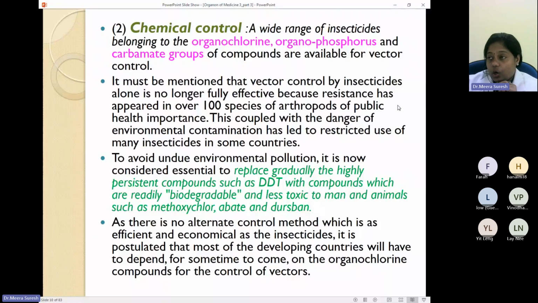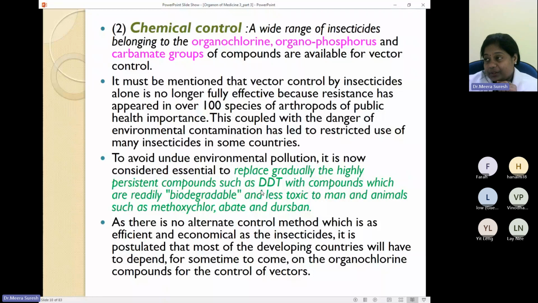And also another one is the organisms are becoming increasingly resistant to the insecticides. This, coupled with the danger of environmental contamination, had led to restricted use of insecticides in some of the countries. To avoid undue environmental pollution, it is now considered essential to replace gradually the highly persistent compounds such as DDT with compounds that are easily biodegradable and less toxic. So those chemicals will be methoxychlor, abate, and dersban.